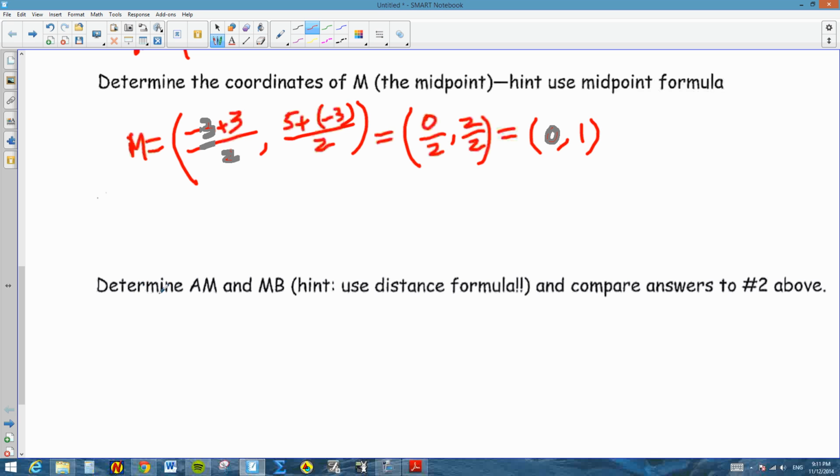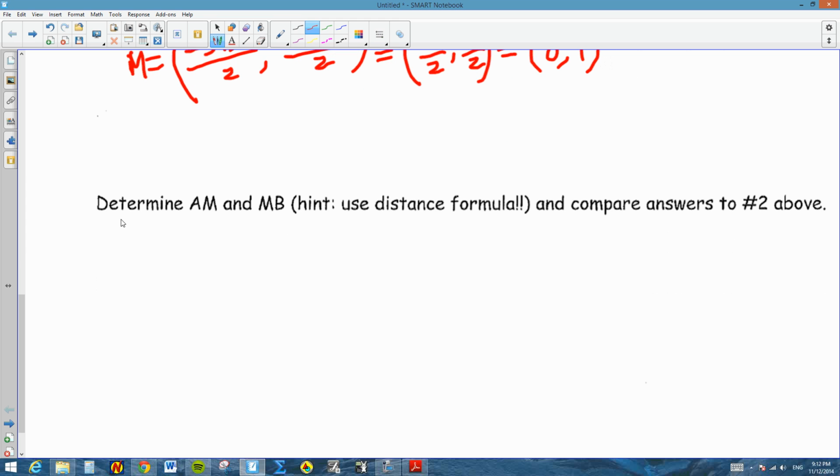Now determine AN and BN. How do you find the length of AN and the length of NB? We use the distance formula. So what is the distance formula? D equals, the distance is the length, the square root of (x2 minus x1) squared plus (y2 minus y1) squared.